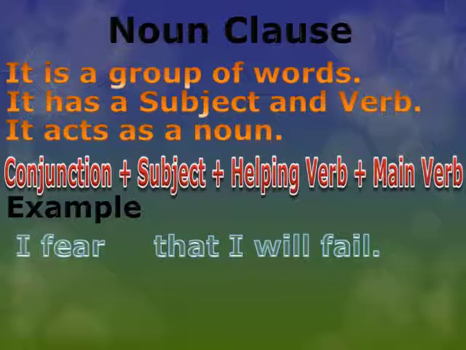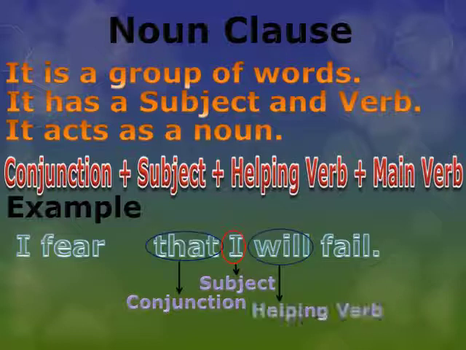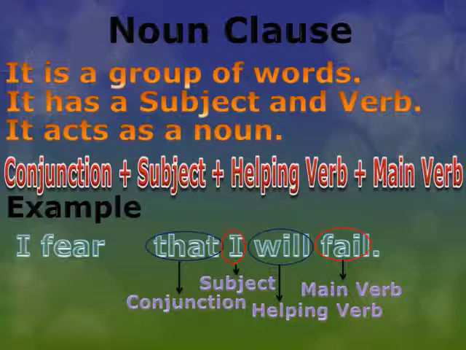See that a group of words is there, and the first word of that group is "that". That means it is a conjunction. Then "I" is the subject. Here "will" is a helping verb. "Fail" is a main verb. So when we see "that I will fail", it has conjunction plus subject plus helping verb plus main verb.